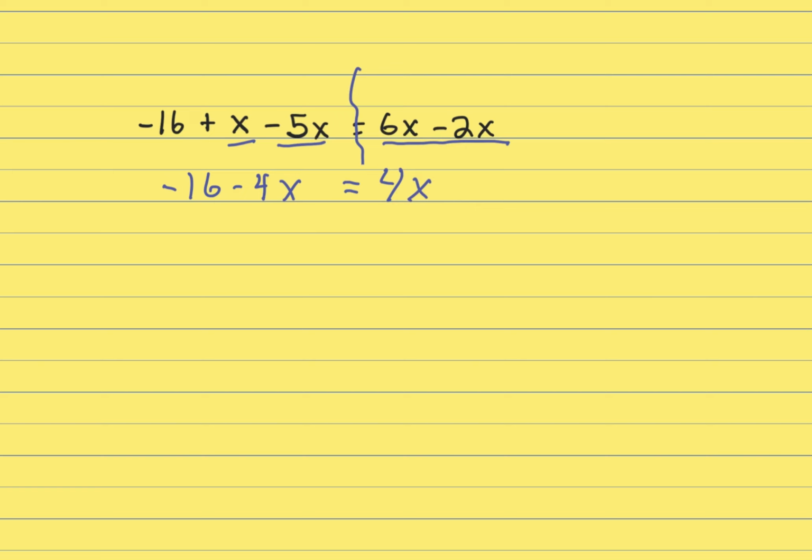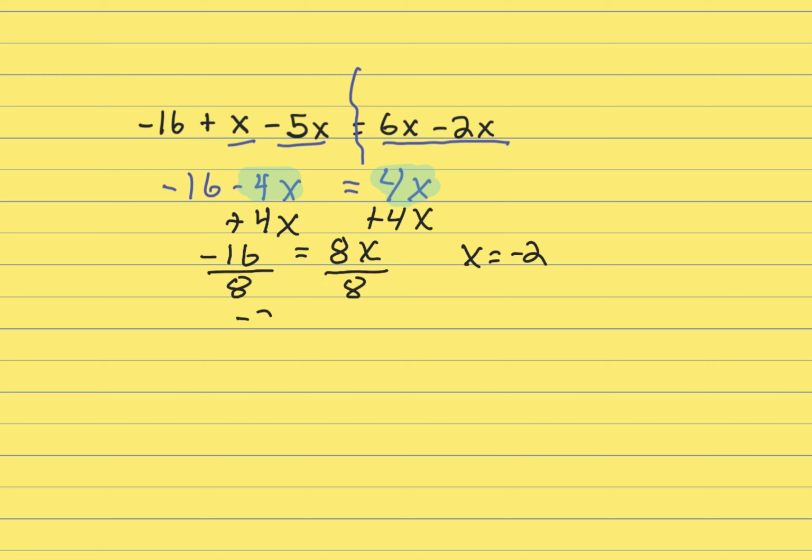So again, I want to move the smaller of the two numbers of my variables. If I identify my variables, it's here and here. Negative 4x is furthest to the left, so I'm going to go ahead and add 4x to both sides. So that's negative 16 is equal to 4 plus 4 is 8, so that's 8x. 8 times what is negative 16? Well, it's going to be negative 2. Mathematically, divide both sides by 8. That gives us negative 2 is equal to x. And there's your solution.